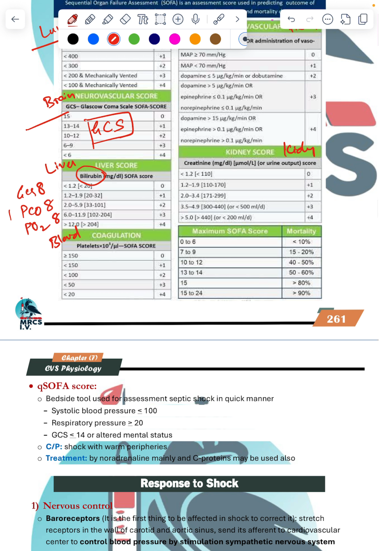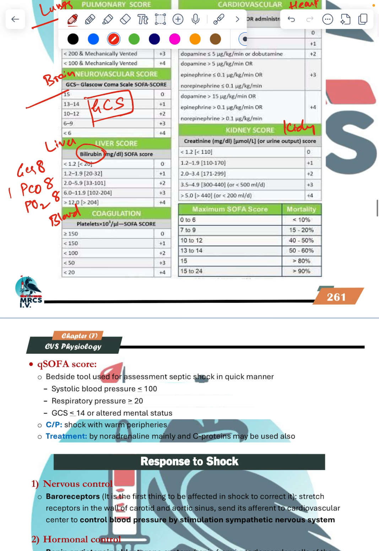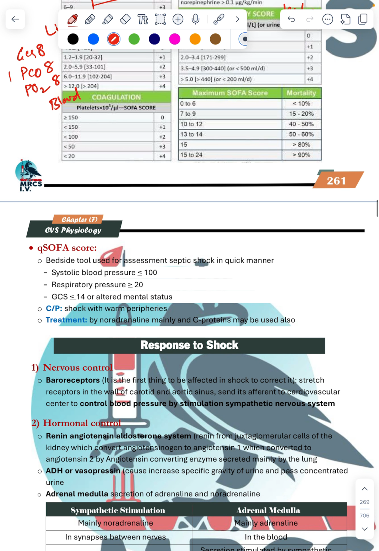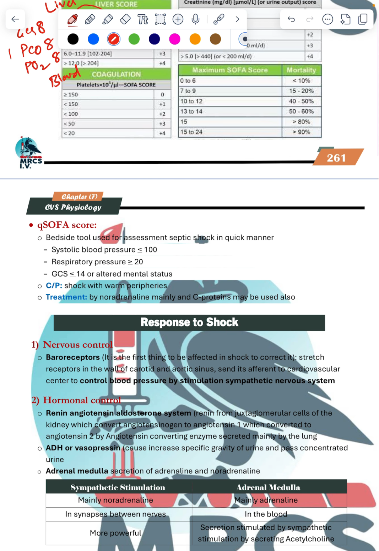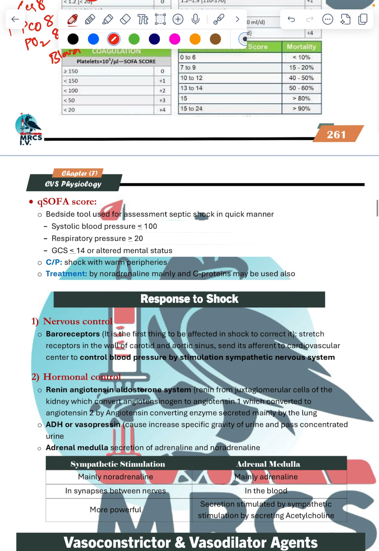Maximum SOFA score, if it is 0 to 6, then less than 10% mortality. More than 50% mortality is 13 to 14. qSOFA score, a bedside tool used to assess septic shock: systolic blood pressure, respiratory rate, Glasgow Coma Scale. So it is a bedside tool, where you can measure only respiratory rate and systolic blood pressure.